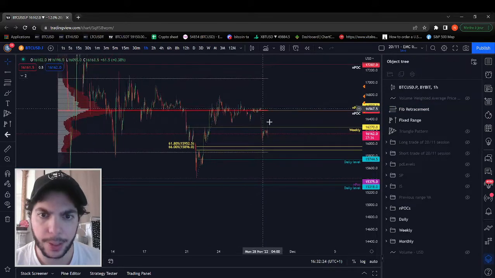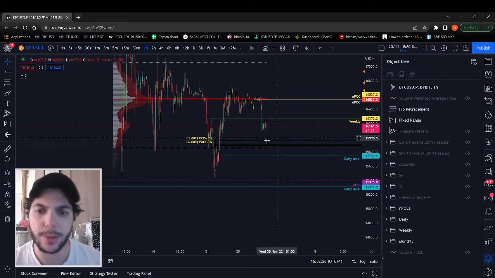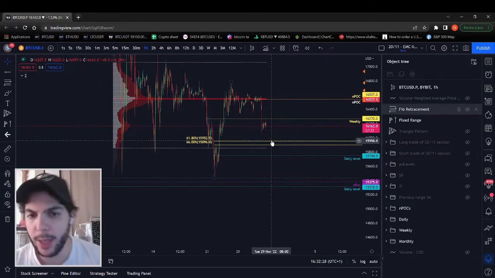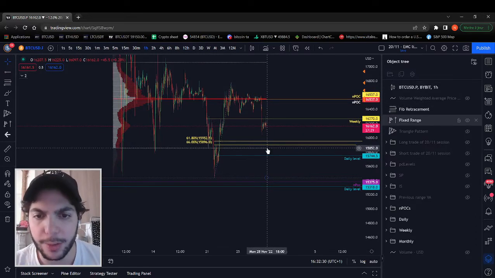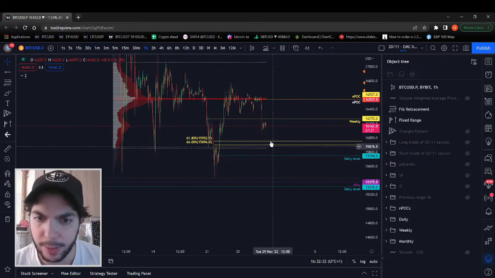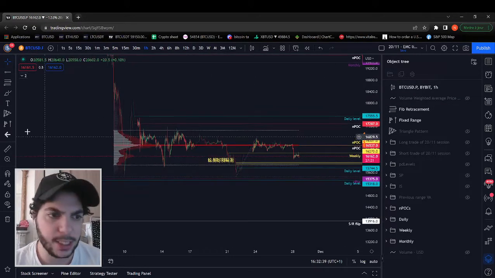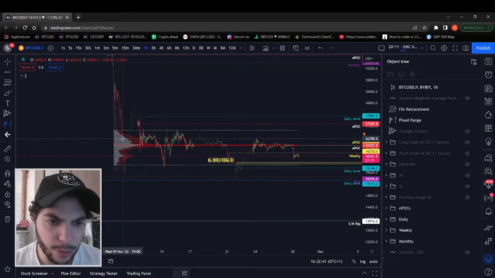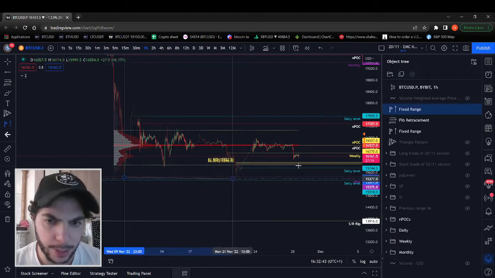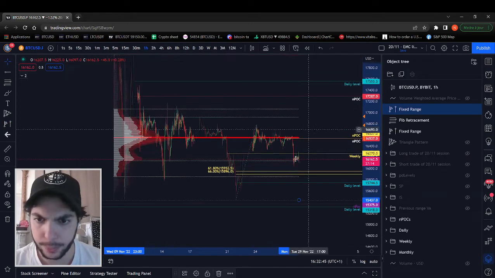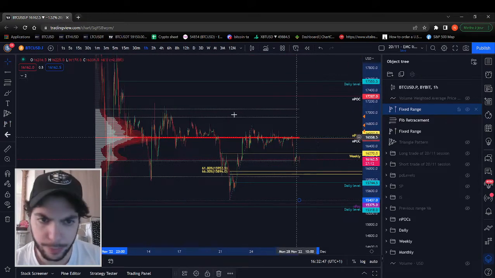Okay, so here you see already you have the 618 area of retracement. You have the value area low that's a bit below. You have the daily level here. You have a little pocket of support right there. Now let's make other fixed range pools. Let's make a more academic fixed range pool from this low right there. We're at the value area low of this fixed range pool.